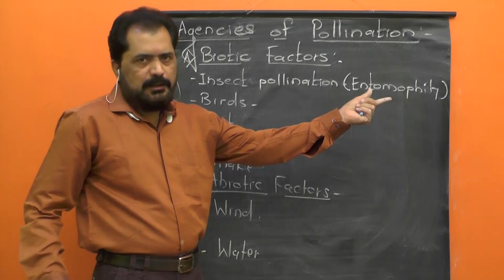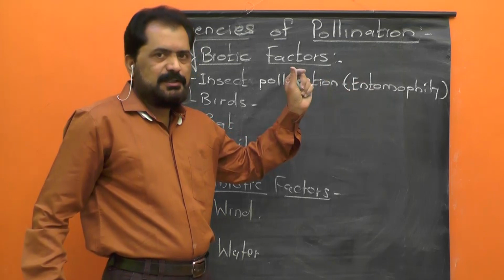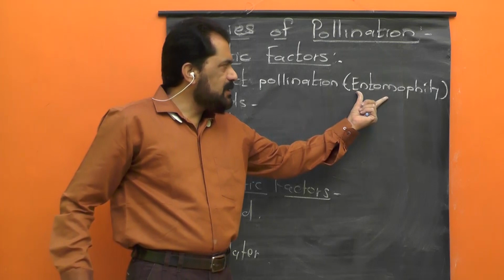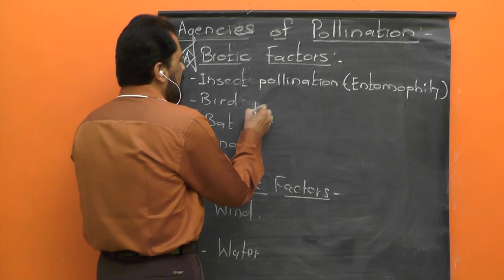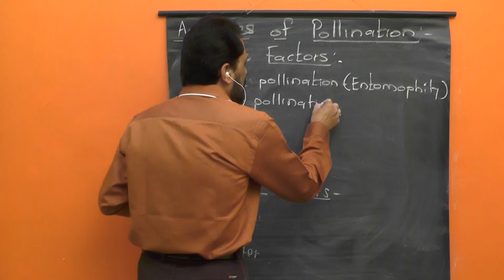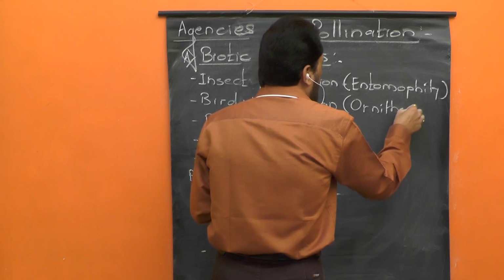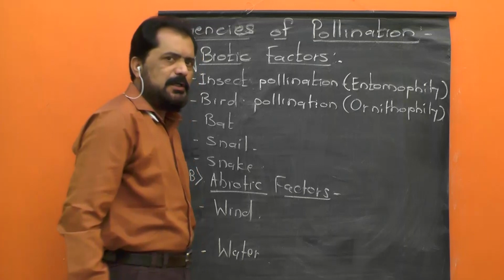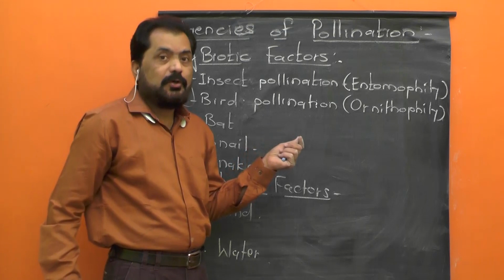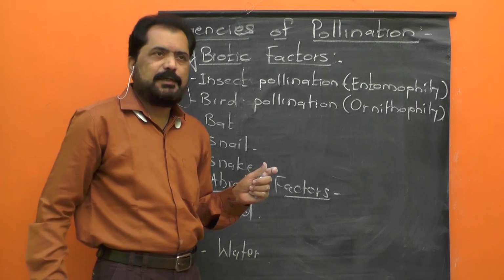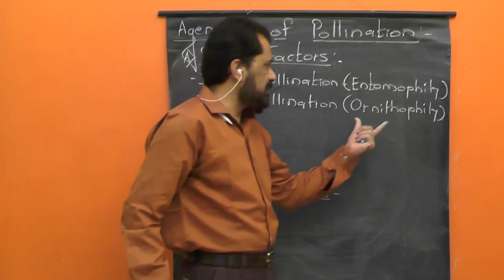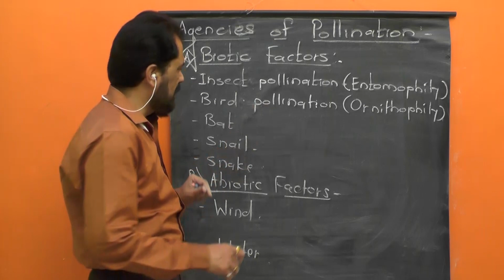You might have learned somewhere that the branch of zoology which deals with the study of insects is also known as entomology. What is my point? Entomos stands for the insects. When pollination is carried out with the help of birds, it is called bird pollination, or it may be called ornithophily. Ornithos stands for the birds, philine to love. Do you know ornithology, the study of birds? A well-known ornithologist of India, Dr. Salim Ali, isn't it? My point is that ornithos stands for the birds, pollination carried out by means of birds, bird pollination.